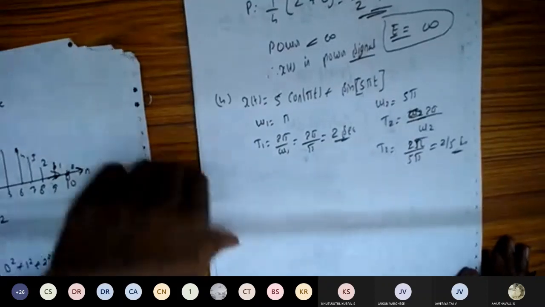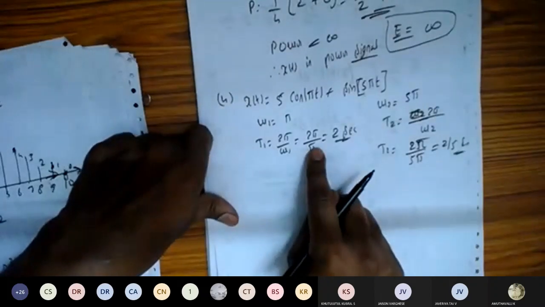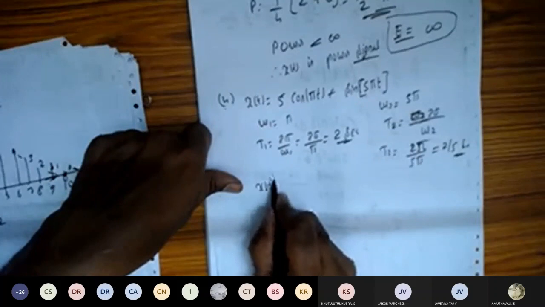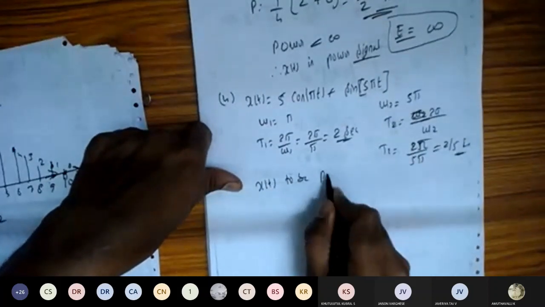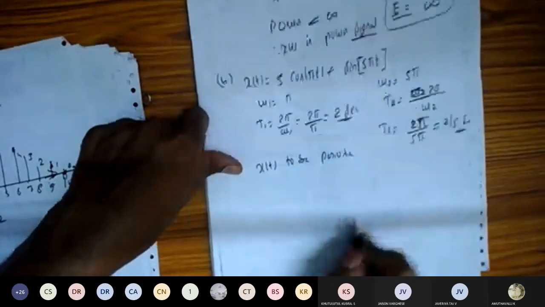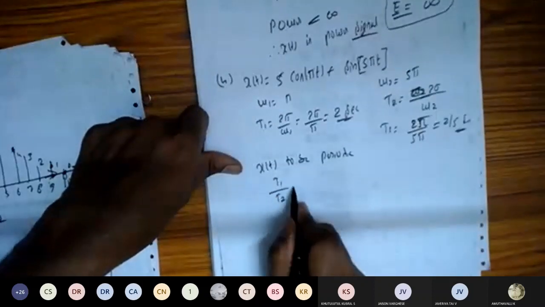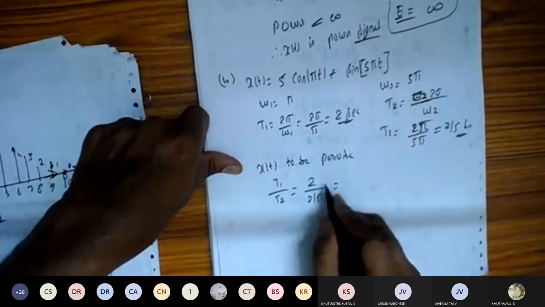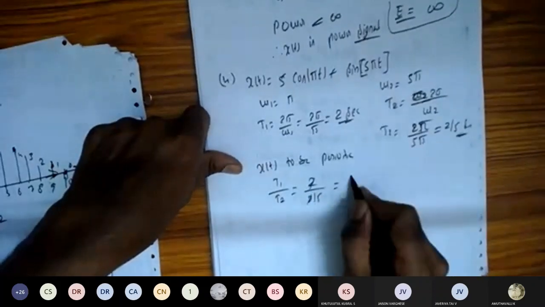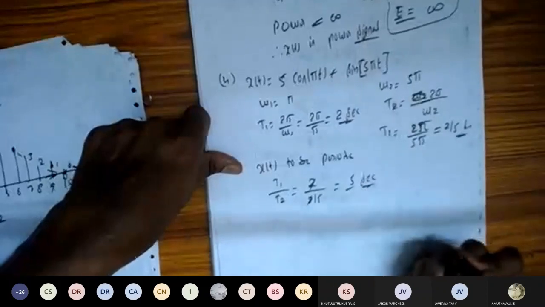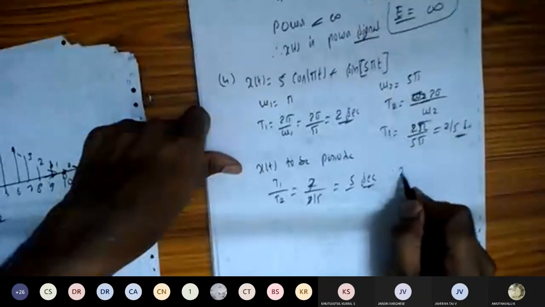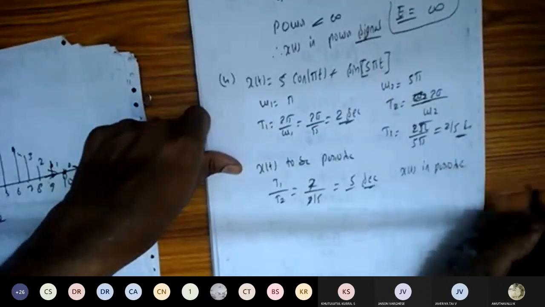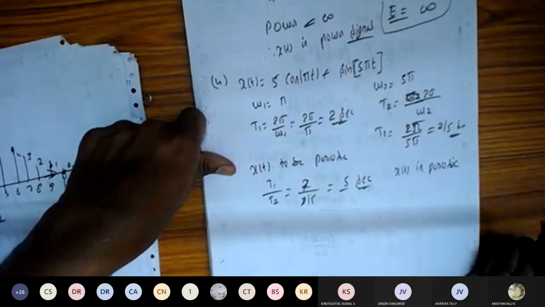Now this one is periodic, and this is also periodic. So for x of t to be periodic, the condition is that T1 by T2, so 2 divided by 2 by 5, should be a rational number. The 2 will get cancelled, so it is 5. So x of t is periodic here.